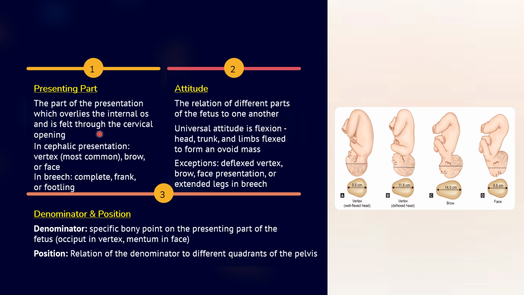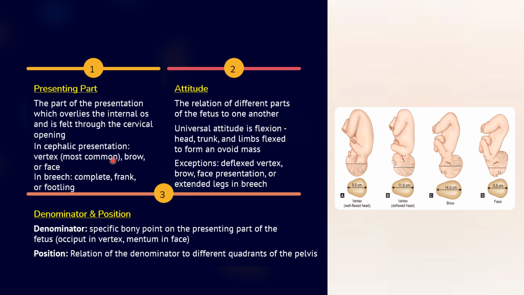Presentation, as we learned earlier, can be cephalic presentation, breech presentation, or shoulder presentation. Okay, so if it is a cephalic presentation, when you do the PV examination, what do you feel there on that cervical os or the internal os? Is it the vertex that you feel, or is it the brow, the eyebrow that you feel, or is it the face that you feel? That is the presenting part.